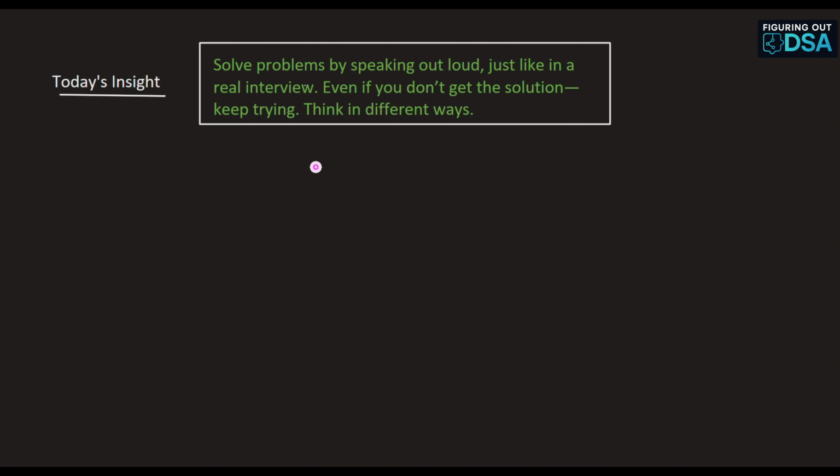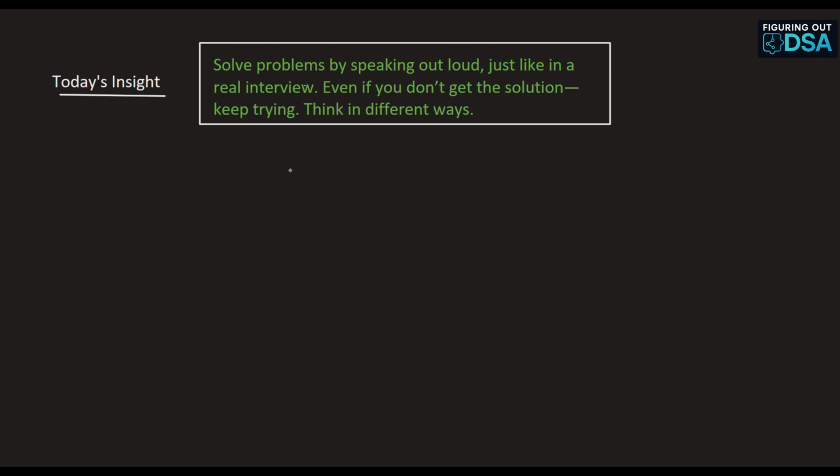Solve problems by speaking out loud, just like in a real interview. Even if you don't get the solution, keep trying. Think in different ways. Recently I noticed something that's working for me. When I get stuck, even after drawing everything neatly on paper, I stop thinking about the problem and start looking at the paper. And I ask myself, what do I really need here? What's the end goal? That mindset shift really helps you. Try to inculcate this habit from next time. So let's get into the video.